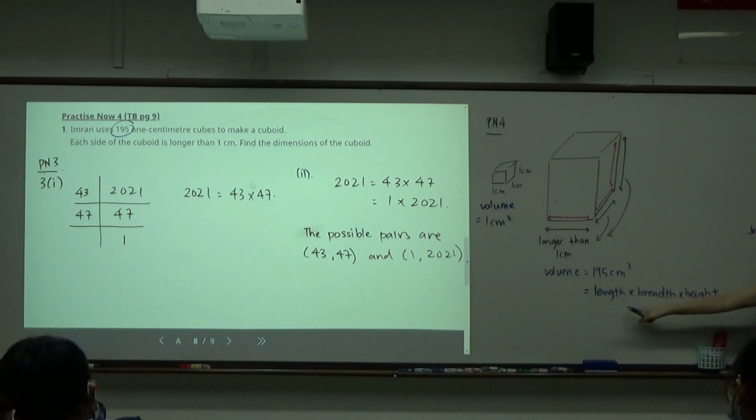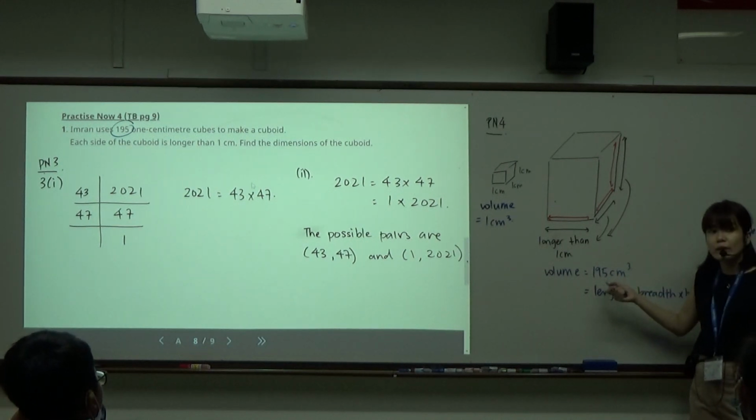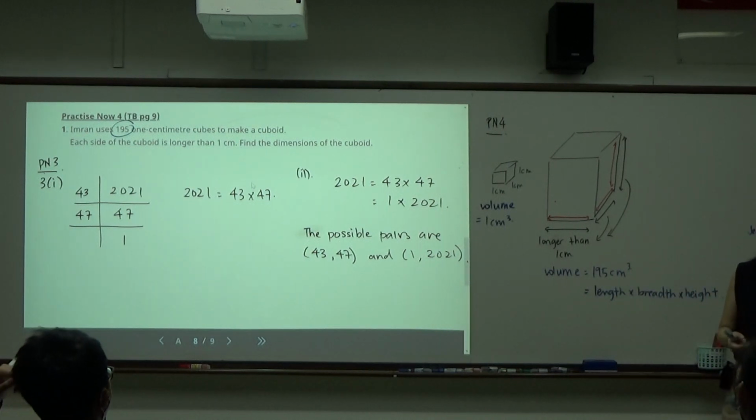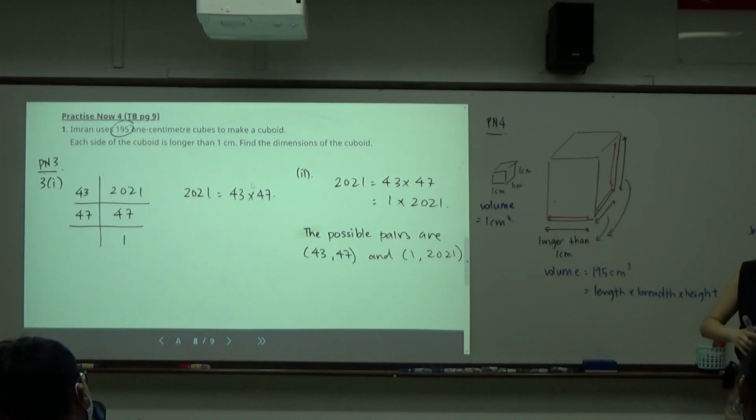Okay, so 195 must be made up of length times breadth times height, which are the numbers that we want to find. Now, there's an easy way to go about finding this without having to go through every single combination. What we can do is to make use of the prime factorization method that we have just learned already.